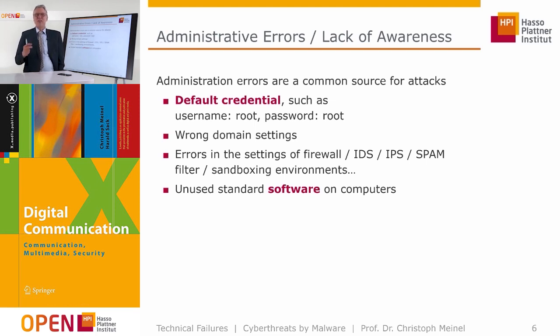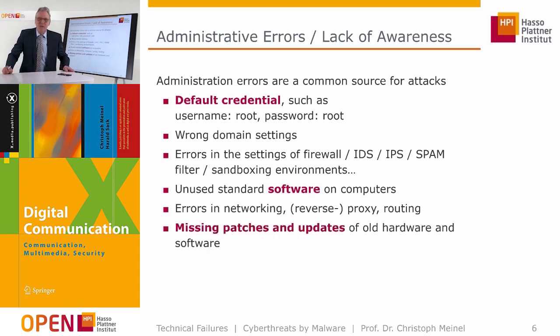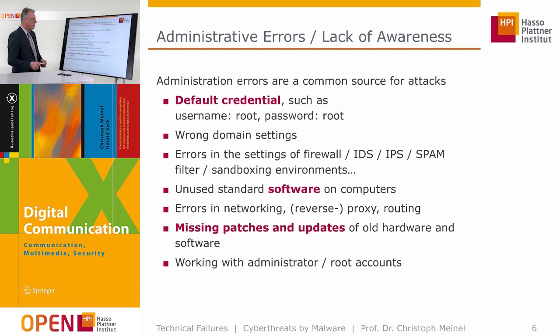Generally, there is a lot of software on a computer that is not used by the user. So unused standard software and components provide possibilities to attack a system, to misuse vulnerabilities for installing malware on a system. Errors in networking, such as reverse proxy routing, provide a possibility. And very important, missing patches and updates of old hardware and old software are a huge problem for users and provide a very good situation for attackers, because they can misuse known vulnerabilities by means of known exploits, to the end of installing malware.